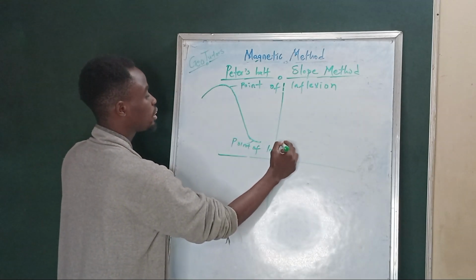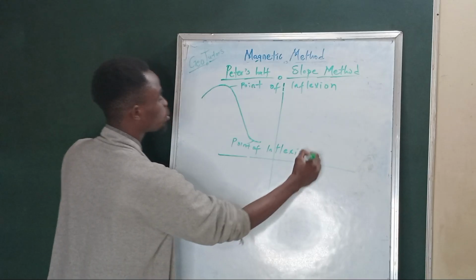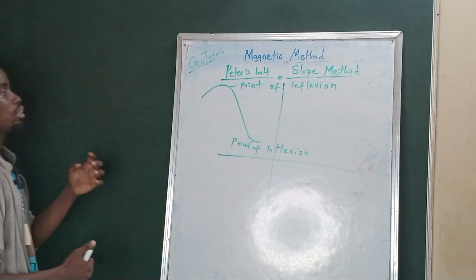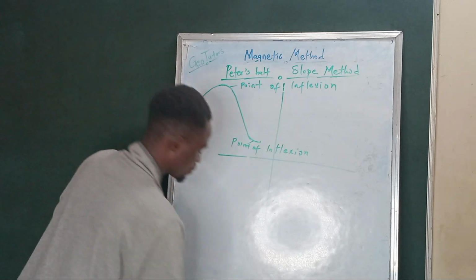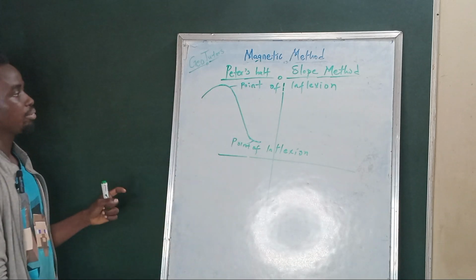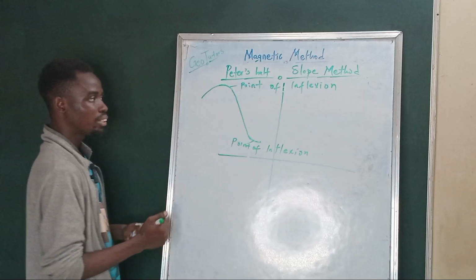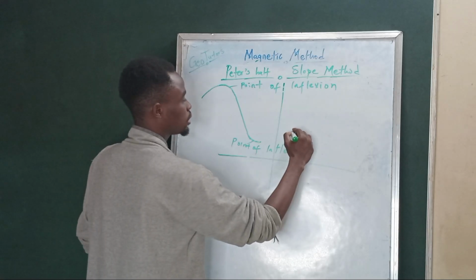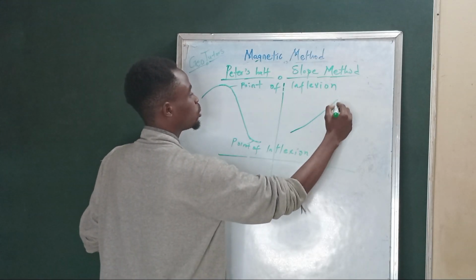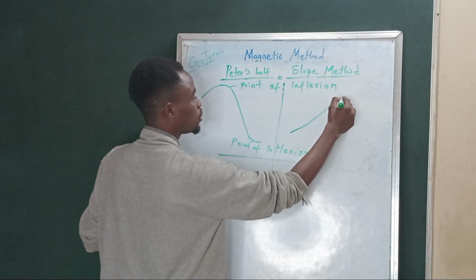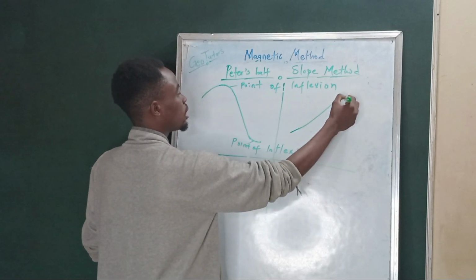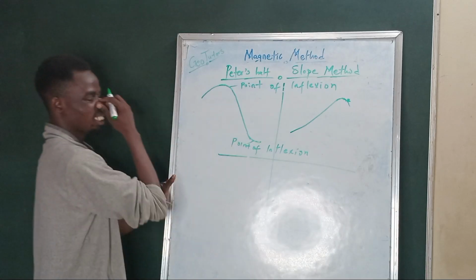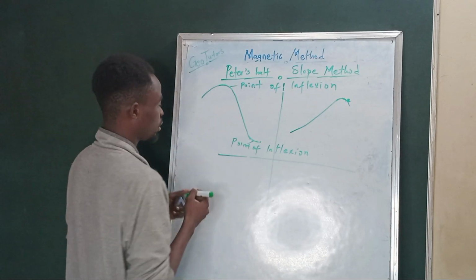It is this point of inflection that we are going to use to determine our half slope method. Let me come again on it. When your graph is increasing and takes a turn to decrease, that point is known as the point of inflection.